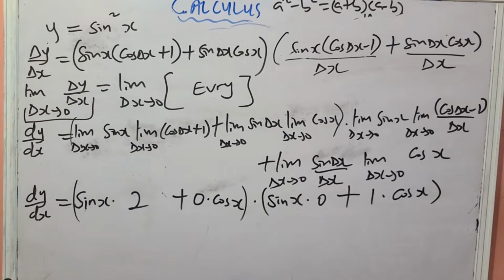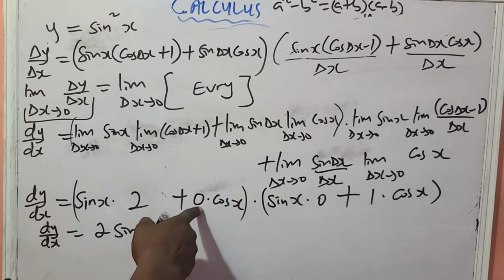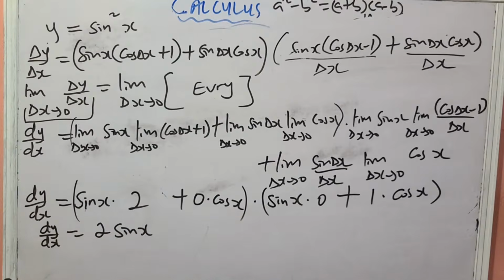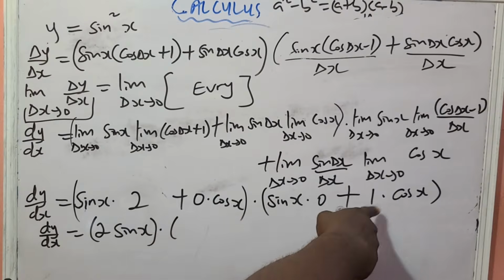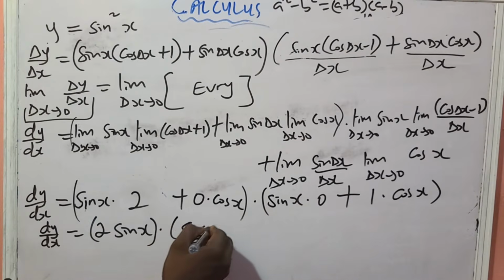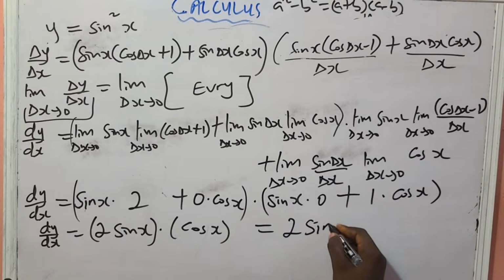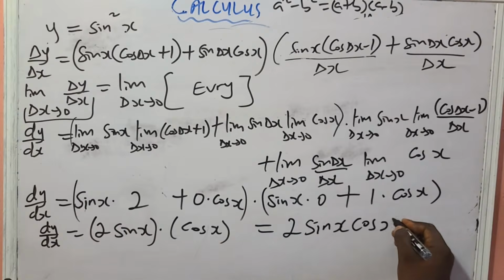All right. So look at it now. The dy over dx will be equals to what? 2 sine x plus 0 times anything is 0 plus 0. So that goes away. All right. Times sine x times 0. Let's put this in a bracket. Times sine x times 0 is 0. That will be 0 plus 1 times cos x. That's cos x. 0 plus cos x is cos x. So cos x. This means the final answer is what? 2 sine x cos x.